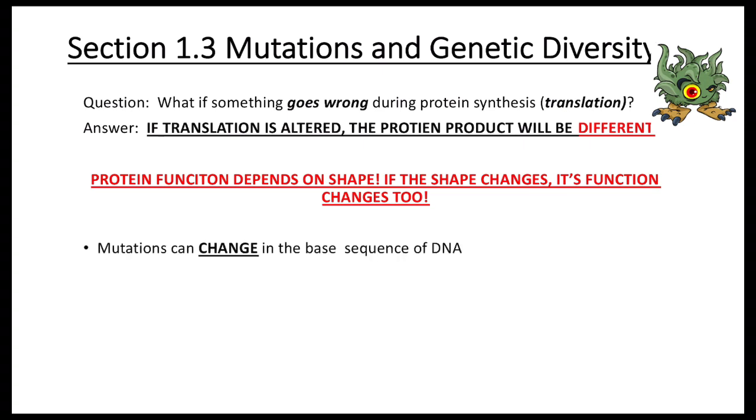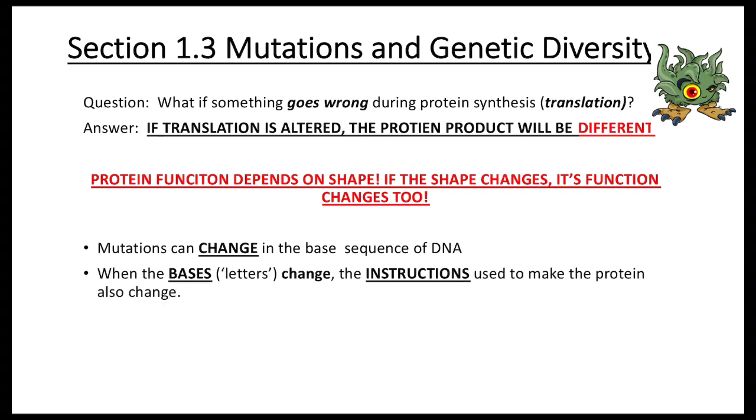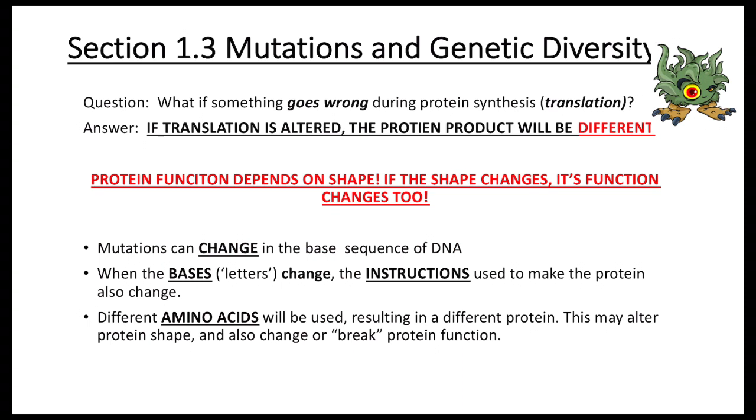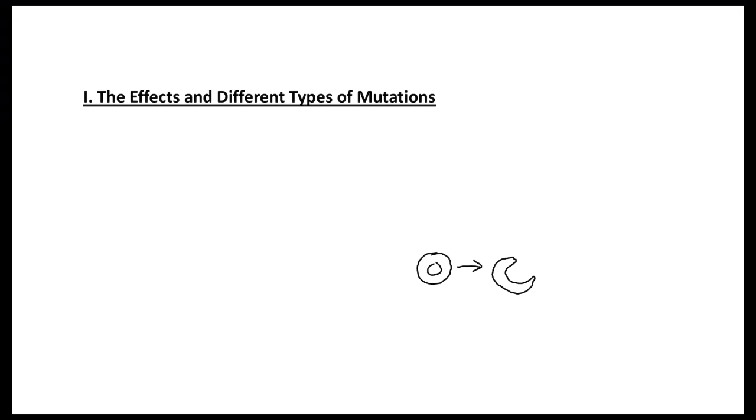A mutation can change the base sequence of DNA. When bases, the letters, change, the instructions used to make the protein also change. Different amino acids will be used, resulting in a different protein. This may alter the protein shape and also change or break protein function. Now the effects of different types of mutations.